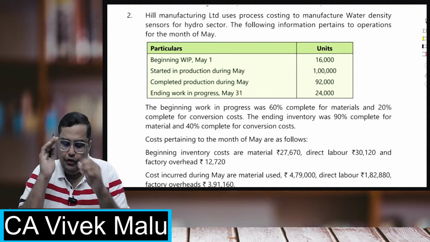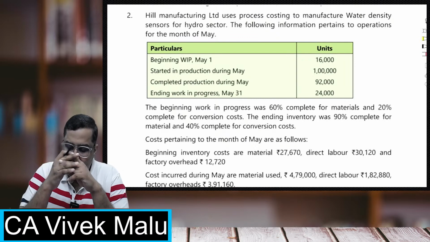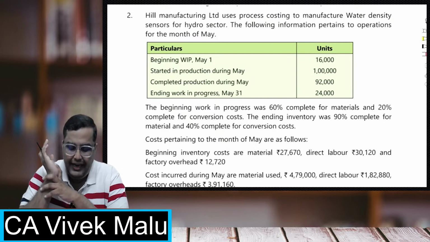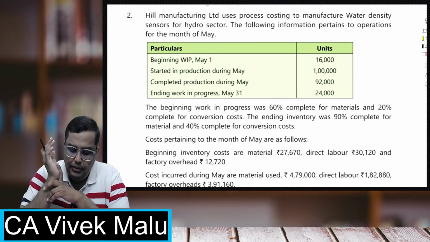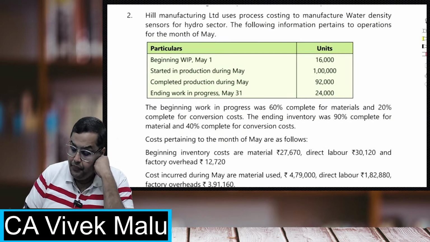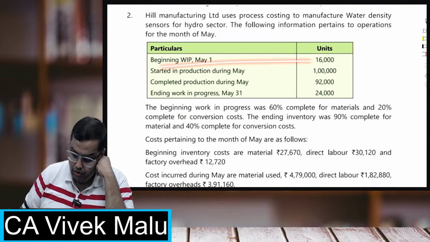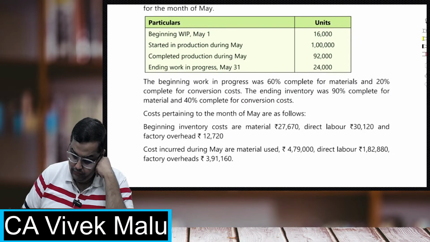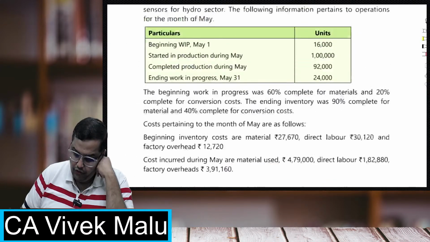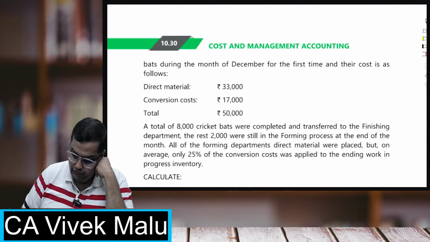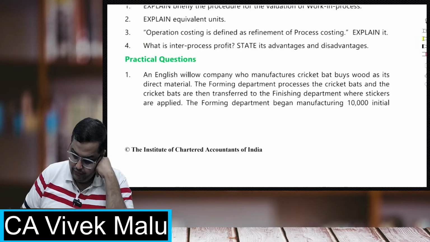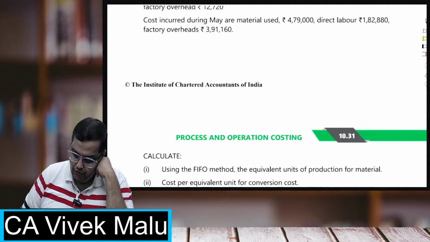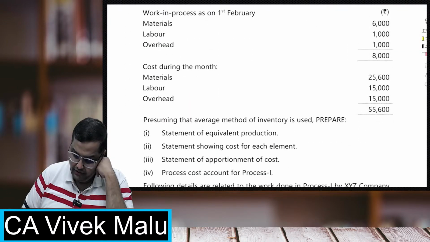Hill Manufacturing Limited uses process costing to manufacture water density sensors for the hydro sector. The following information pertains to operations for the month of May. Opening WIP. Are there any normal or abnormal losses? No, there are no normal and abnormal losses. Wait a minute, there are no losses actually, so it will not help us. It will not make us understand everything.